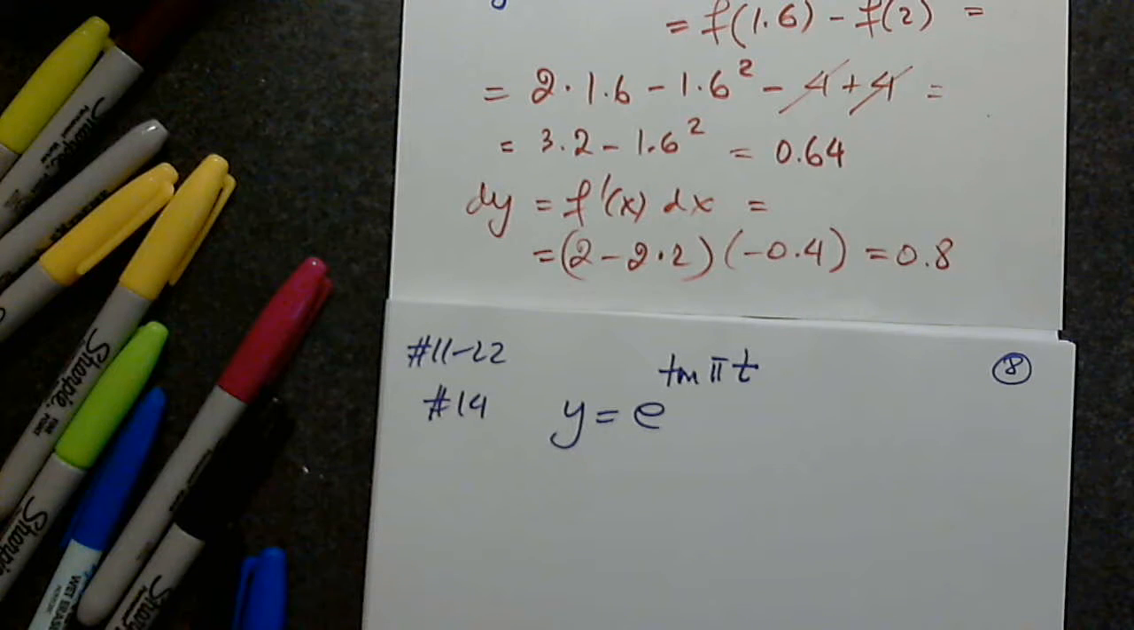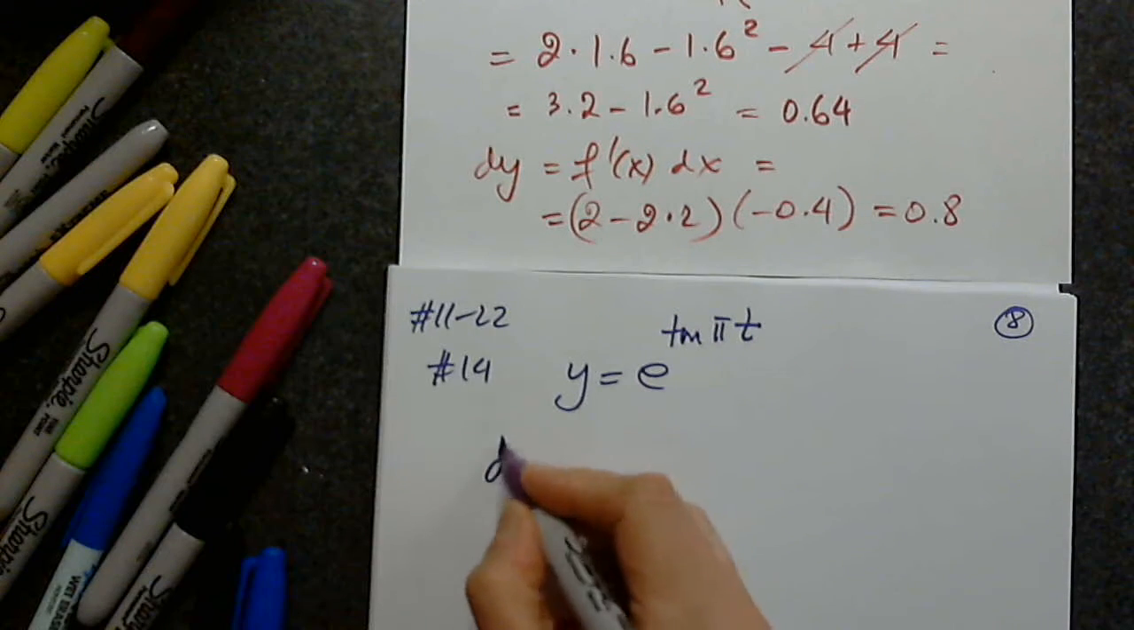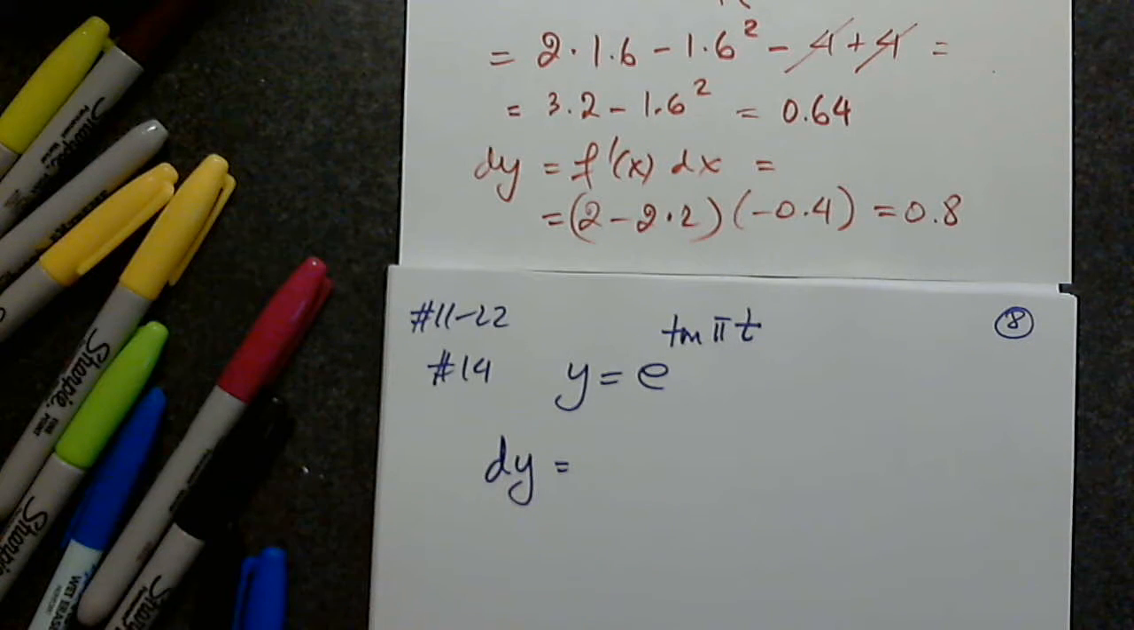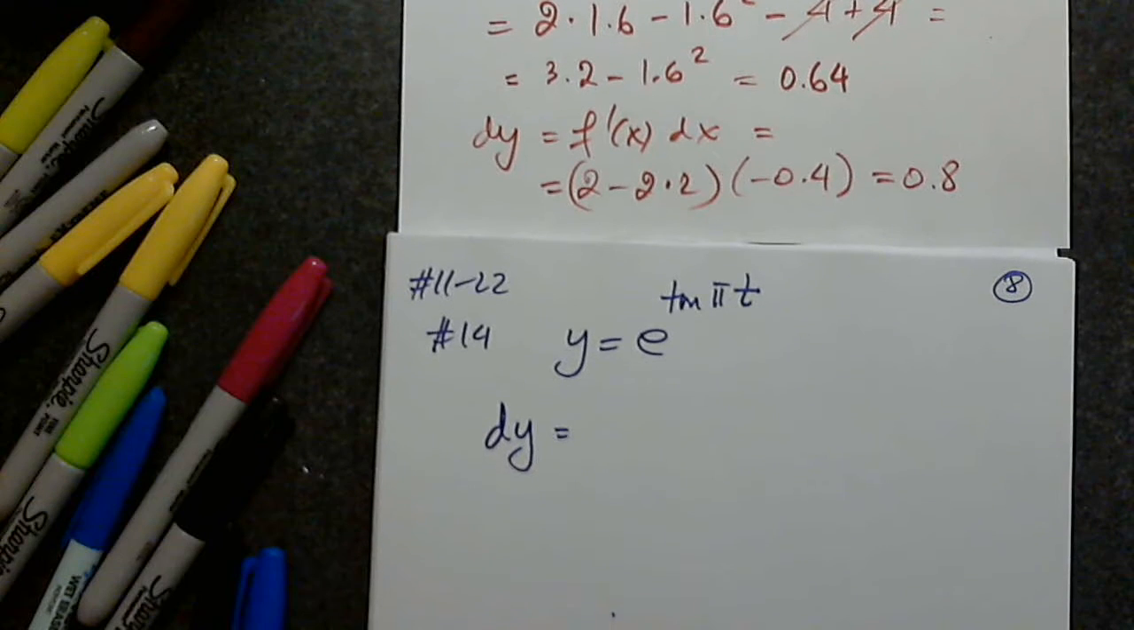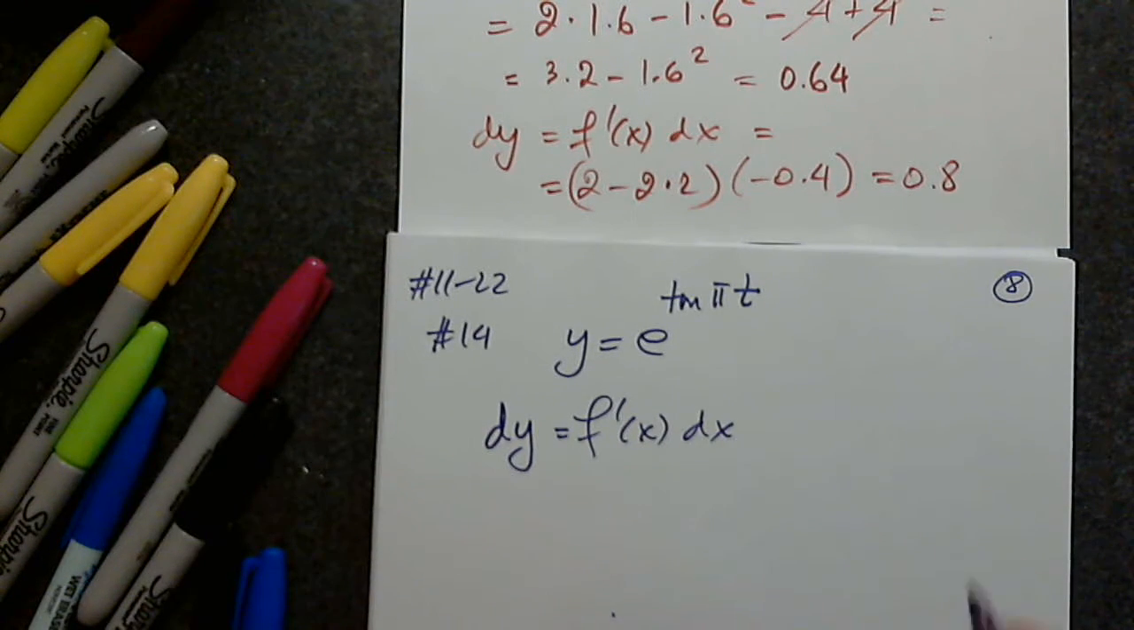Although it appears to be a function raised to a function, it's not. It's a constant raised to a function. So we're asked to find the differential of y. What do I have to write? What is the formula for the differential of y? F prime of x dx. Thank you very much. So then for this function, what will be f prime? E tangent pi.